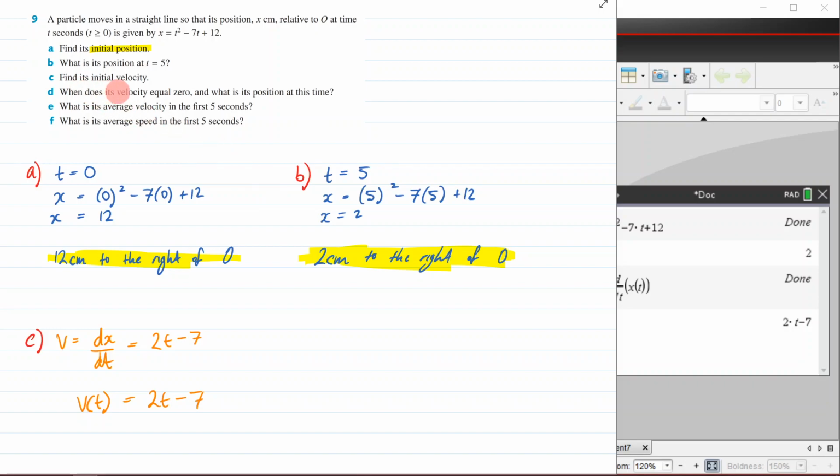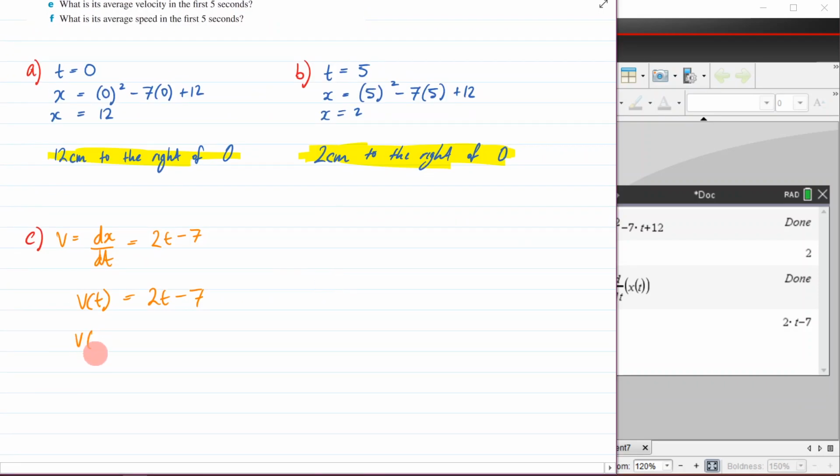All right, let's keep on working through these problems here. We found its initial velocity. The next thing that we need to do now is, oh no, we haven't found its initial velocity. We've just found v of t. We actually need to finish the question off there. Don't just do that. Find its initial velocity. Well, what's v of 0? So when t is equal to 0, that's going to be 2 times 0 minus 7, which is going to be equal to negative 7.